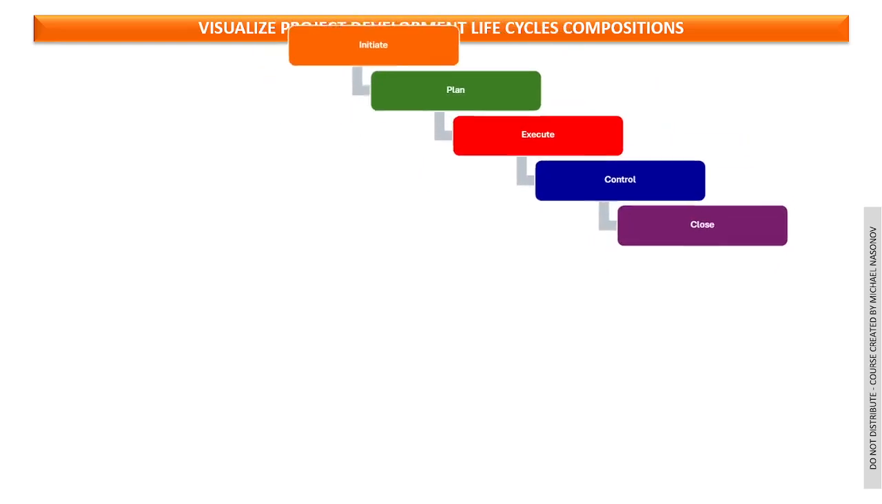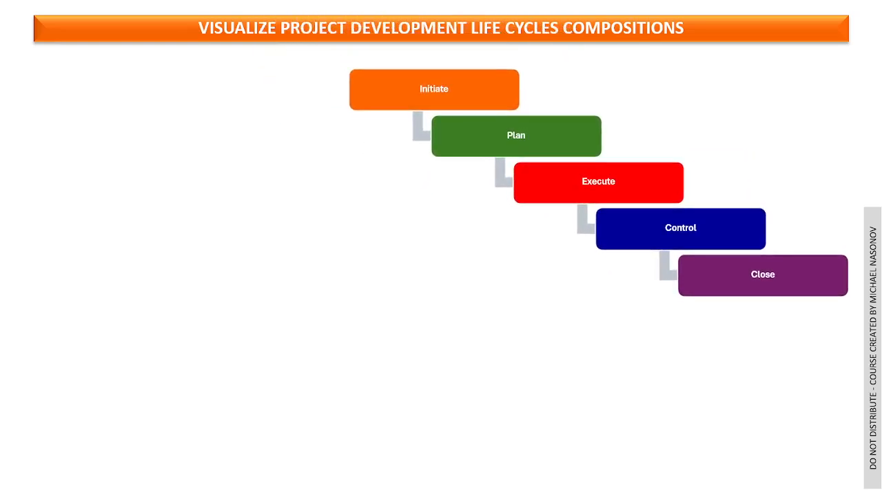Let's visualize different project development life cycle compositions. There are three major ones. First of all, some kind of steps where you complete all phases in sequence: initiate, plan, execute, control, close. If we pour water on this one, it will create the famous waterfall model.